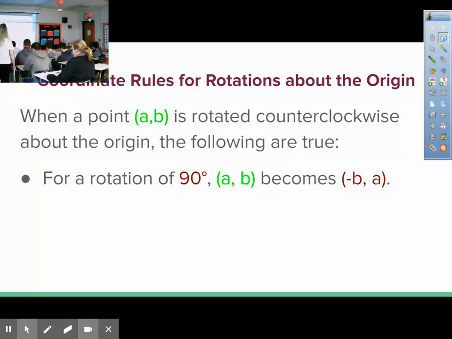So that's number one, 90-degree rotation. Opposite of B, comma, A. That's over there on number one under teacher notes. Right here. Okay, got that perfect. Now look over there and in your own words.